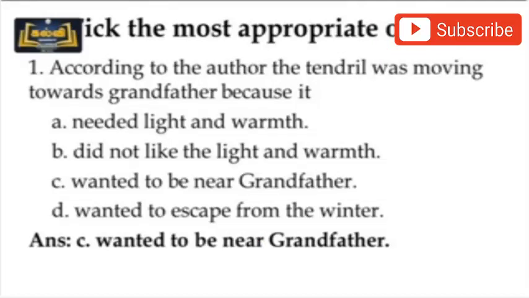Next, we are going to see choose the best answer. Children, tick the correct option. First question. According to the author, the tendril was moving towards grandfather because it dash. Option A, needed light and warmth. Option B, did not like the light and warmth. Option C, wanted to be near grandfather. Option D, wanted to escape from the winter. Yes, the correct answer is option C, wanted to be near grandfather.